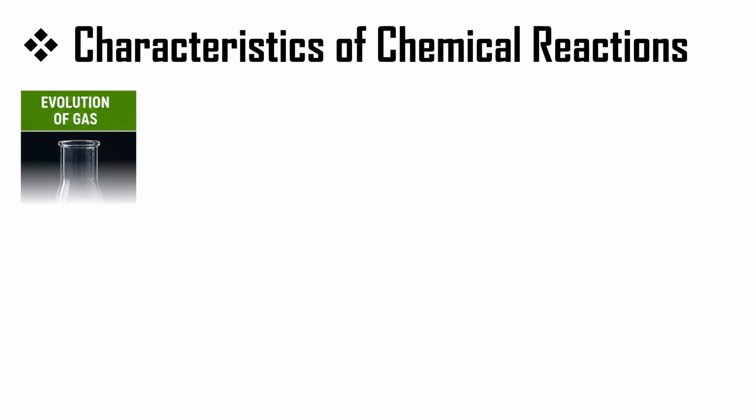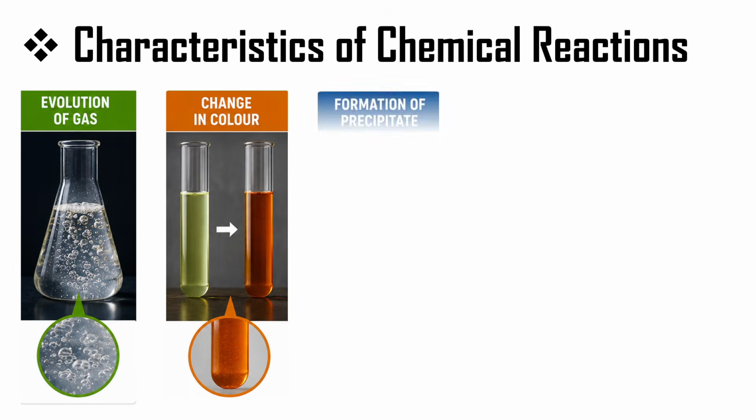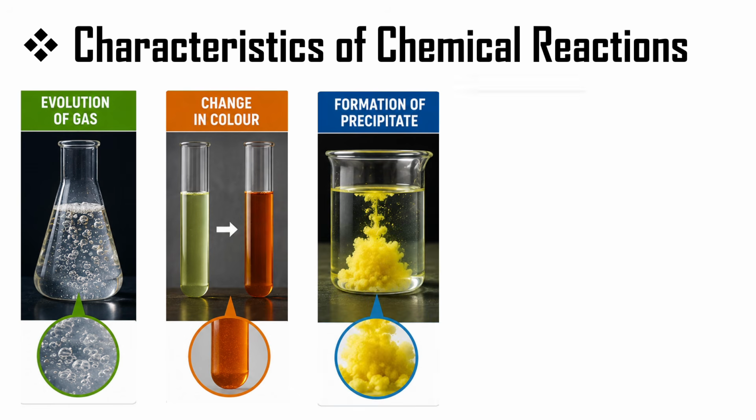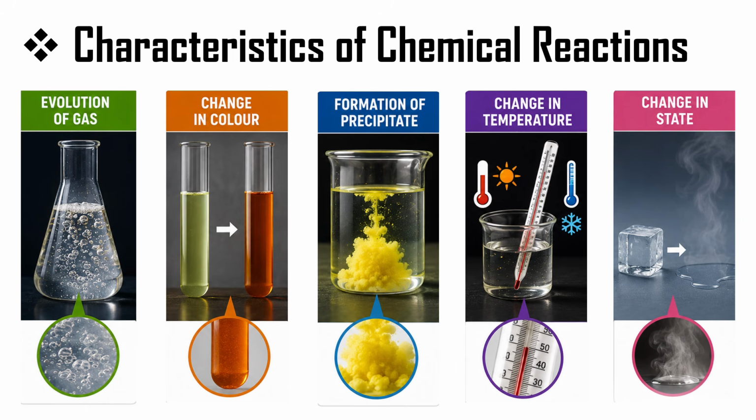Now, how can we recognize that a chemical reaction has taken place? There are several signs. A chemical reaction may involve evolution of gas, change in color, formation of a precipitate, change in temperature, and change in physical state. Remember, not every reaction shows all these characteristics. Even if one or two are observed, a chemical reaction may have occurred.